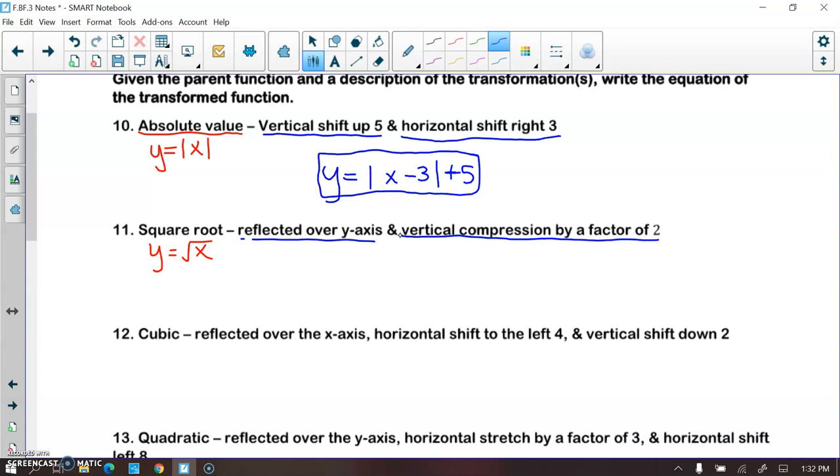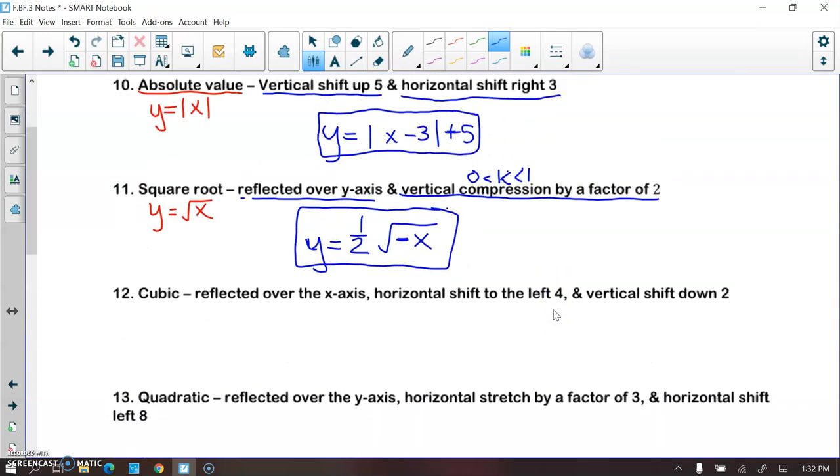So that means with it being a compression, that means it's a shrink. And that means that your k value is going to be in between 1 and 0. So your k value is not going to be 2. It's going to be the reciprocal of 2, which is 1/2. So I have y is equal to 1/2 times the square root of -x, because that negative represents the reflection over the y-axis. This is your function.